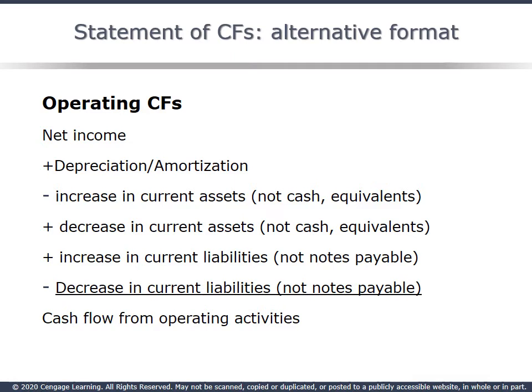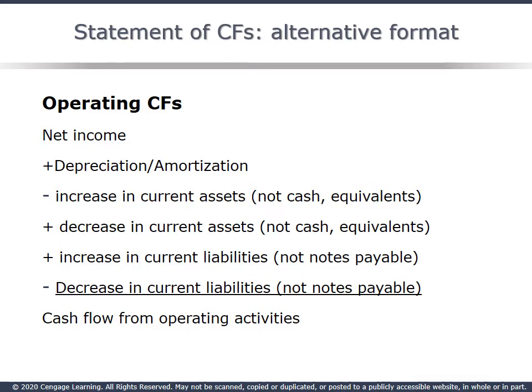So we're going to take a look at our current assets, not cash, not equivalents. So that's going to leave us with what? We're going to be looking at our accounts receivable and our inventory. Cumulatively, from 1 year to the next, have we seen an increase in those remaining current assets, or have we seen a decrease? If we've seen an increase, that increase will be subtracted out. If we've seen a decrease in our current assets, that decrease will be added in. So it'll be one or the other.